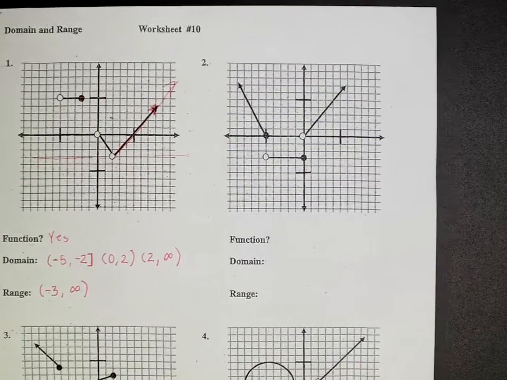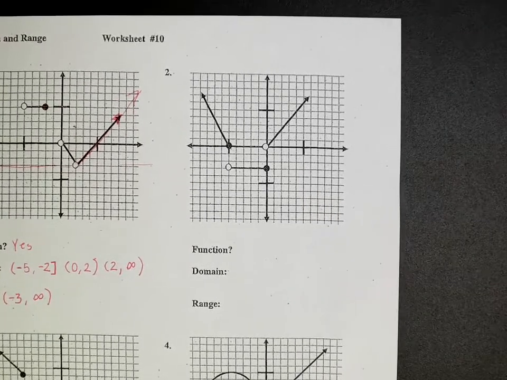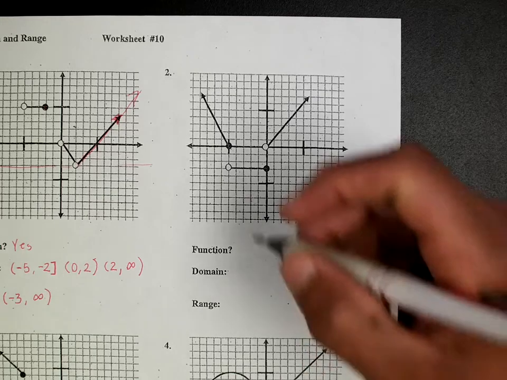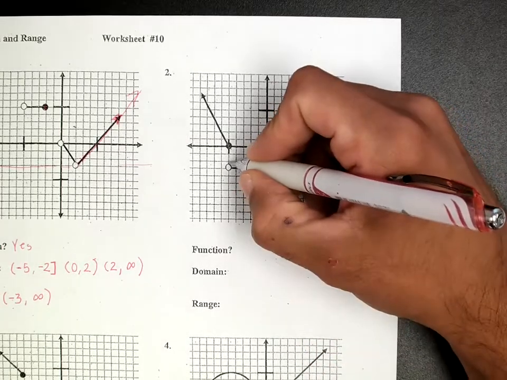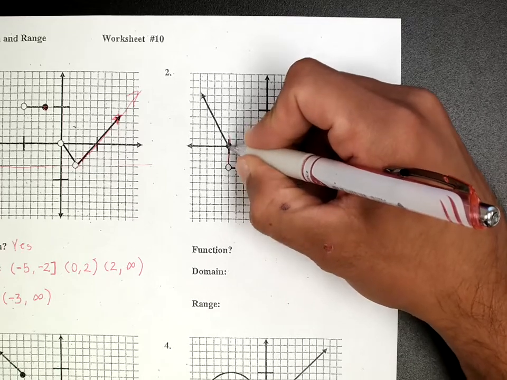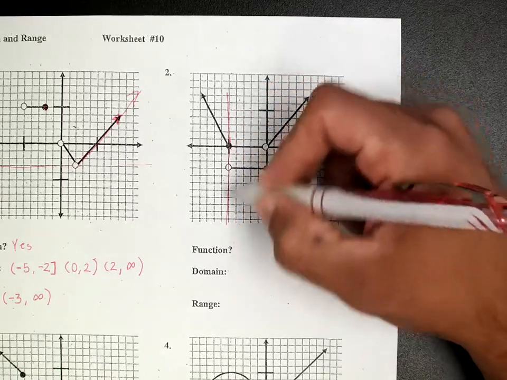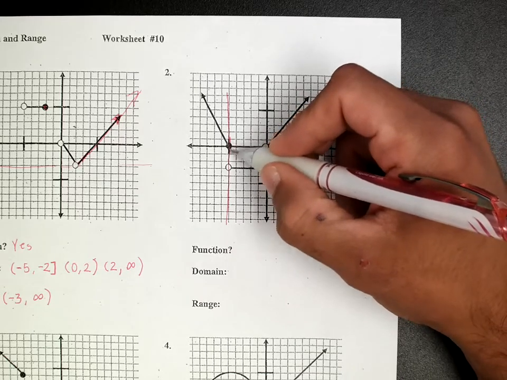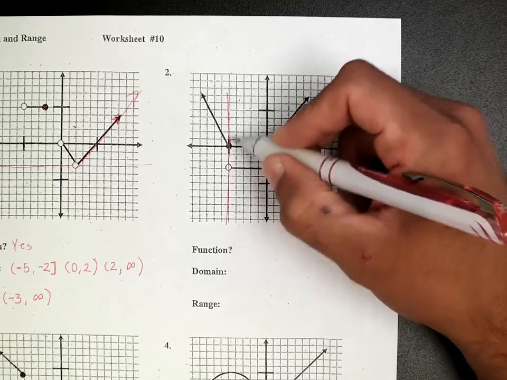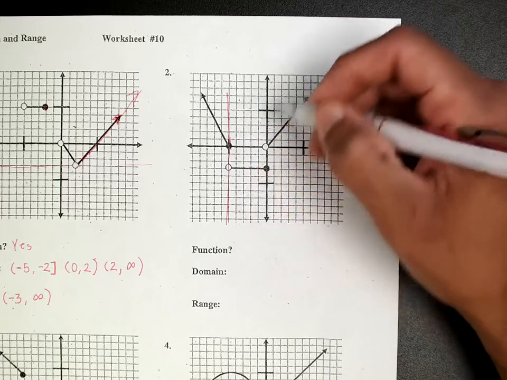Alright, on to the next one. So on example number 2, the question is, is this a function? And remember, it has to pass the vertical line test. Now as you look at it, you might be tempted to say that it's not, because if I draw a vertical line here, right? Well, it's actually only touching this one point because this is an open dot. So right here, actually I do have a function, right?